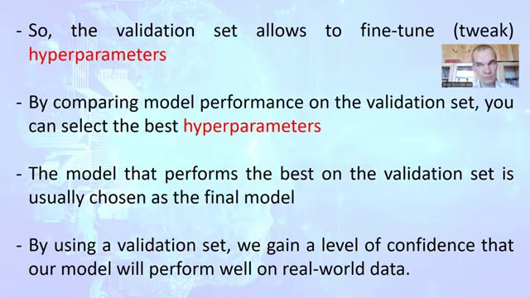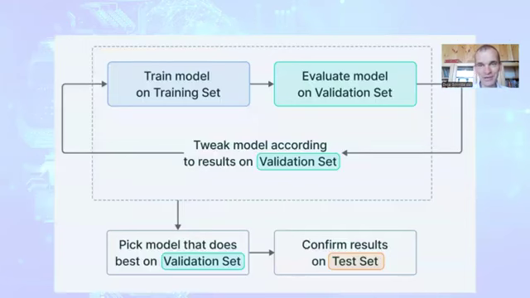So to briefly summarize what we talked about before, the validation set allows us to fine-tune, or we also say tweak, hyperparameters. By comparing model performance on the validation set, you can select the best hyperparameters. In this way, the model that performs the best on the validation set is usually chosen as the final model. By using a validation set, we also gain a level of confidence that our model will perform well on real-world data. So we justified why we should use a validation set.